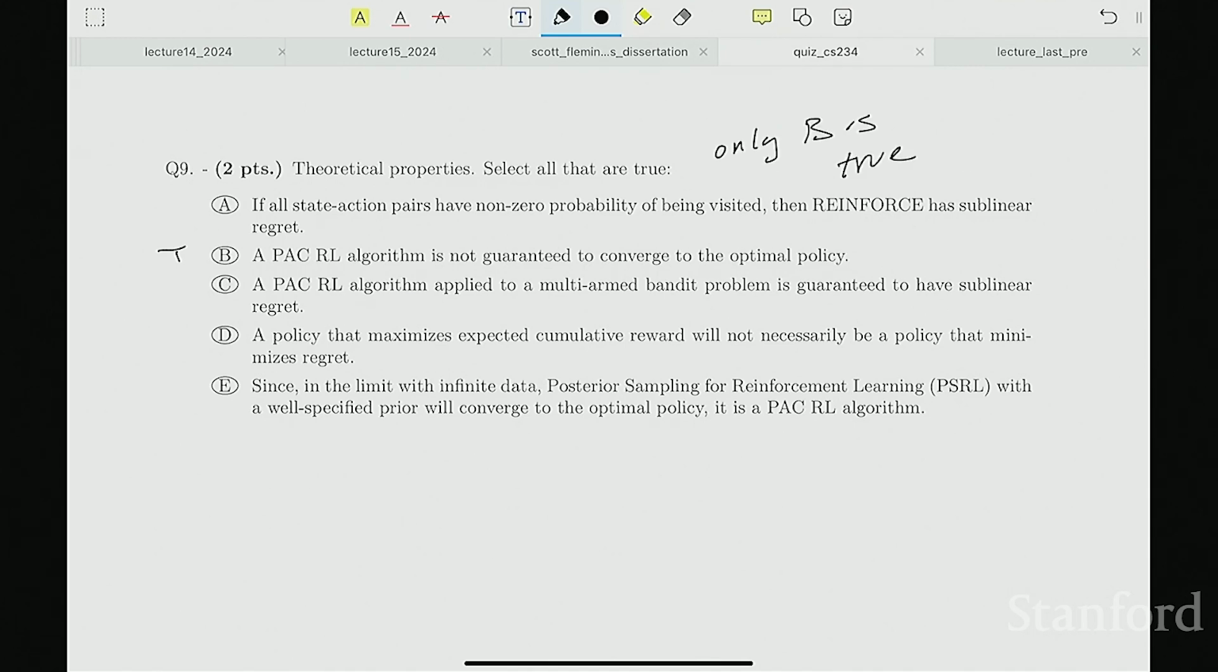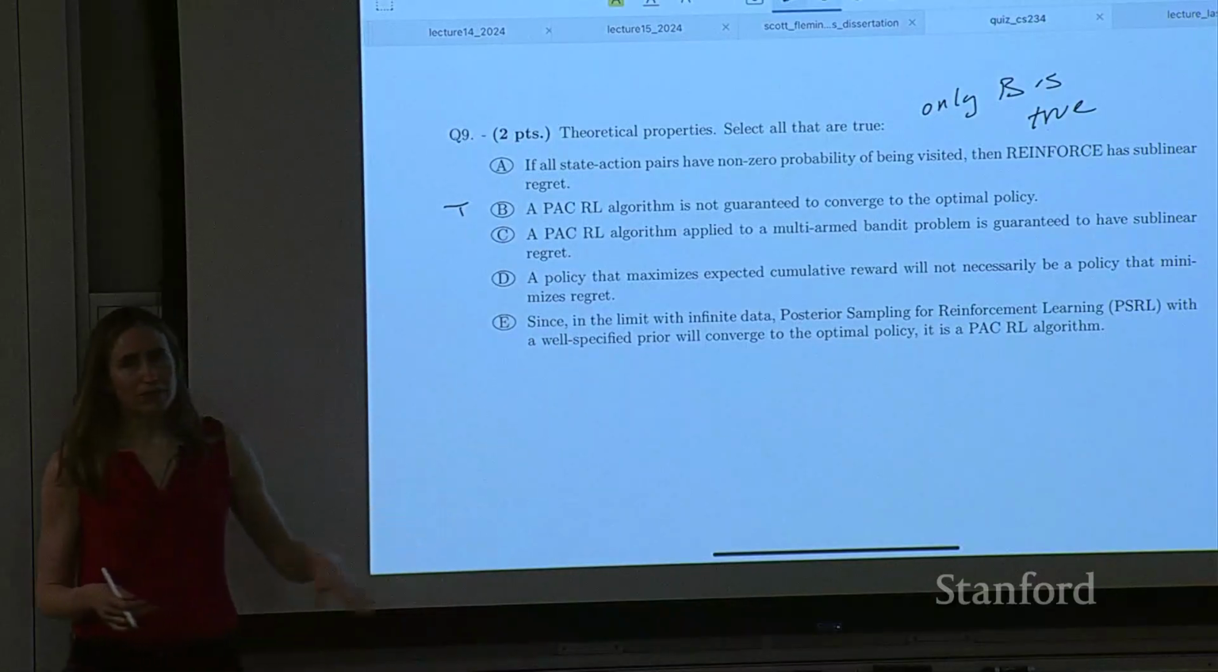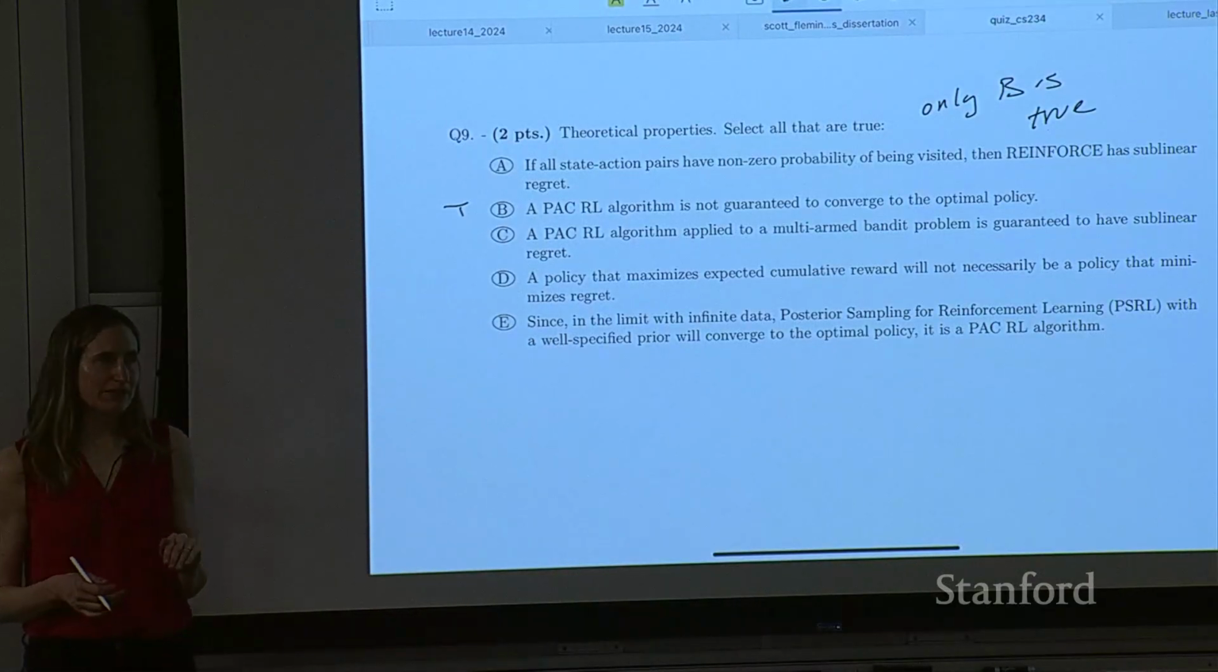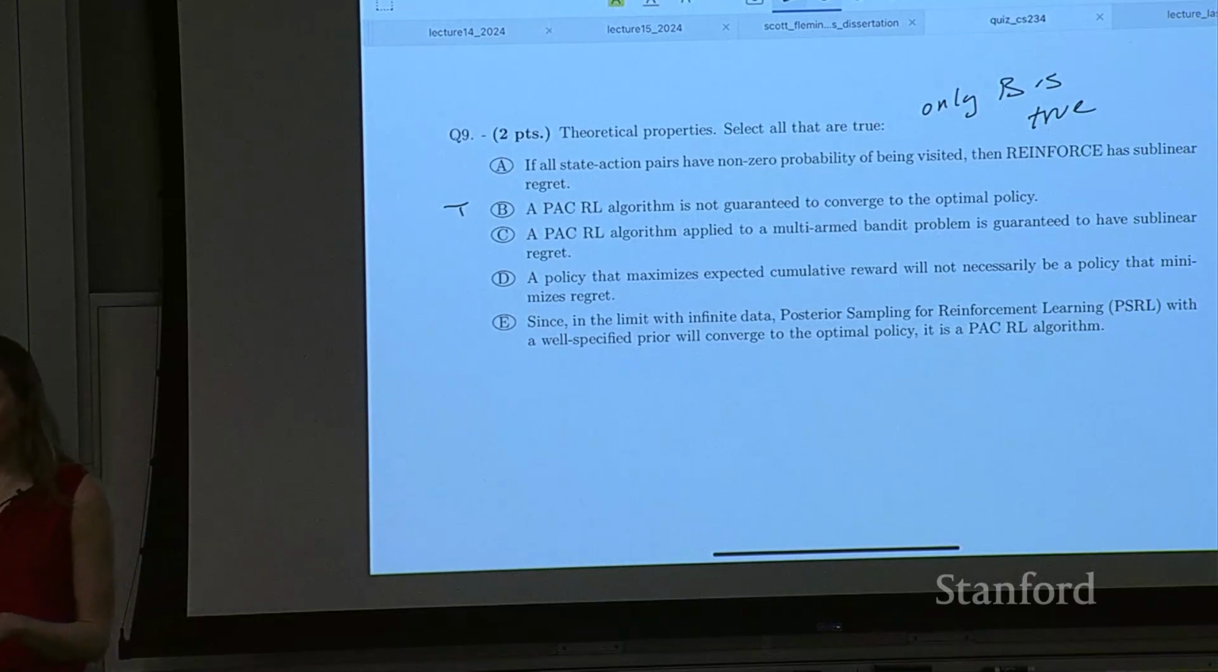And the reason for this is a PAC algorithm has to make a finite number of mistakes. So it normally has to be polynomial. And so even this would say this algorithm would be consistently converging to the optimal policy, but you don't necessarily know how long it would take. So it could be very expensive.